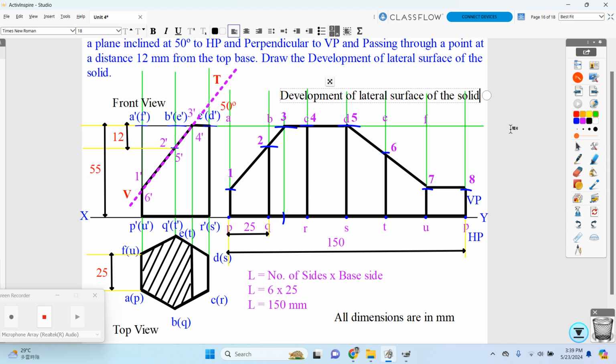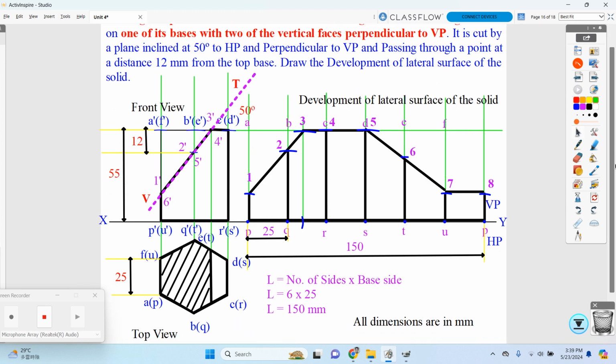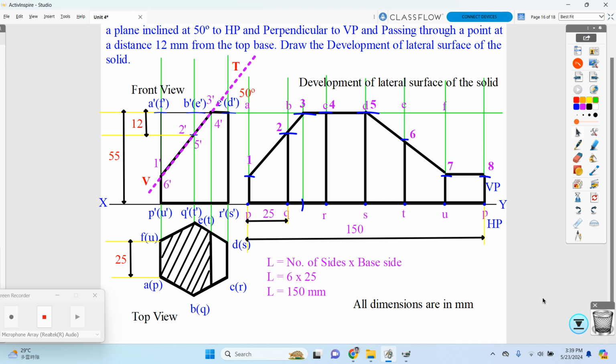Okay, so this is your end diagram for the development of a pentagonal prism, with the given data. So does anyone have any doubt on this?